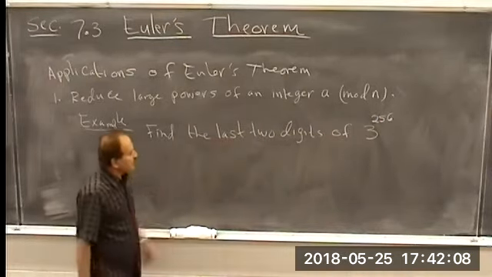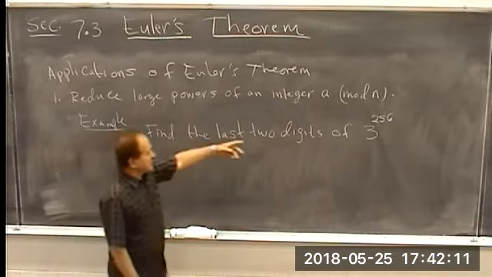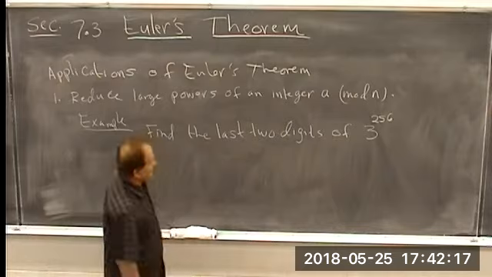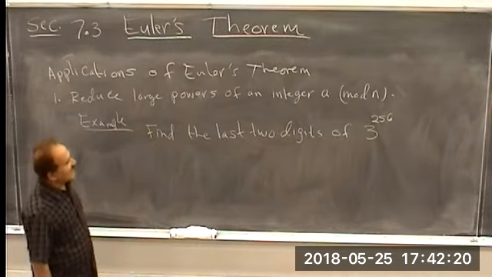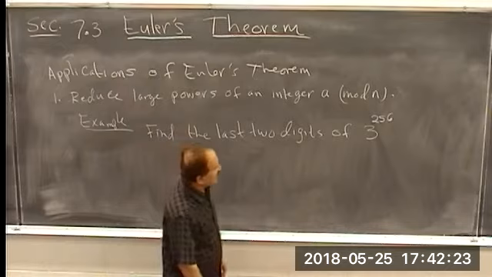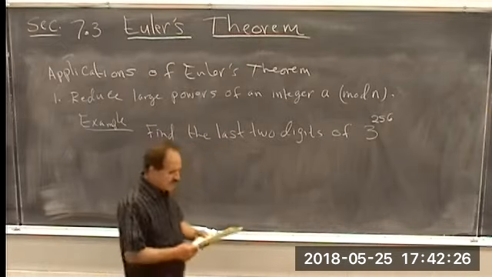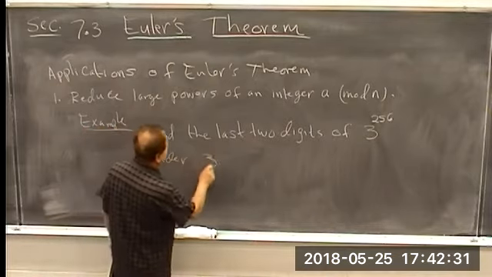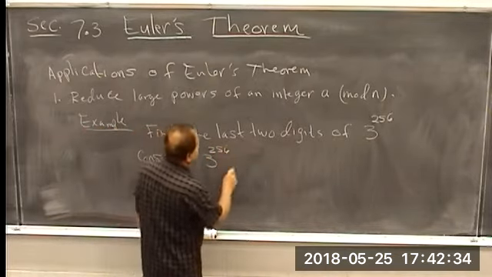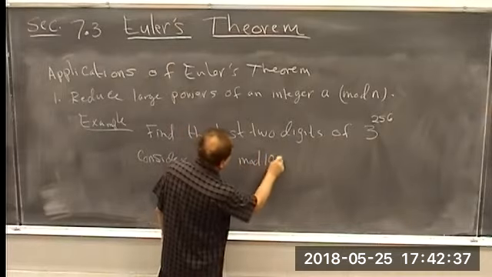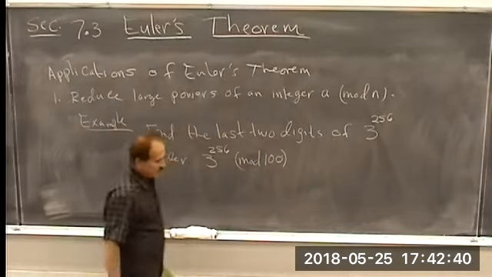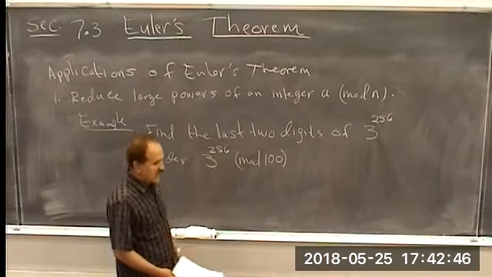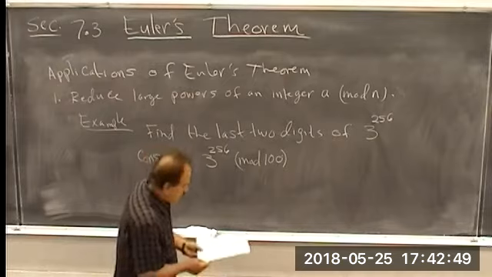Or we can modify this and say find the last digit, or the last 3 digits, 4 digits and so on. Actually, you can find as many digits as you like, all right? And the idea is this. We're going to consider this number mod 100. Consider 3 to the 256 mod 100, and we're going to see how this is going to tell us the last 2 digits. If I want the last digit, it is mod 10. If I want 3 digits, mod 1000, and so on. All right? Idea is this.